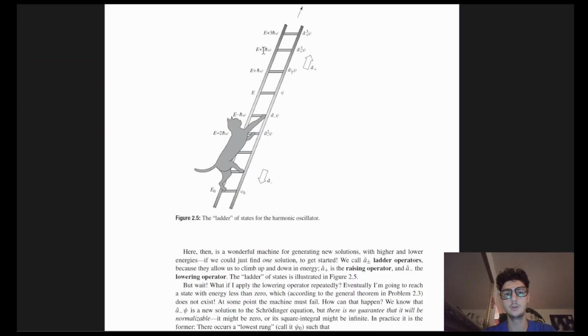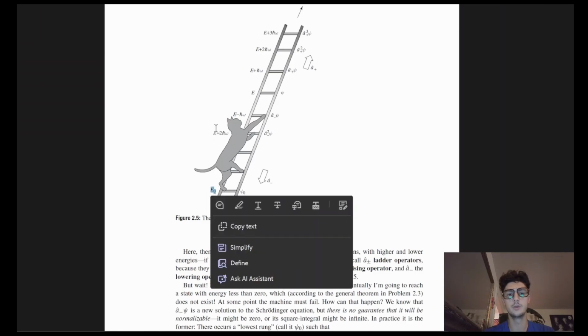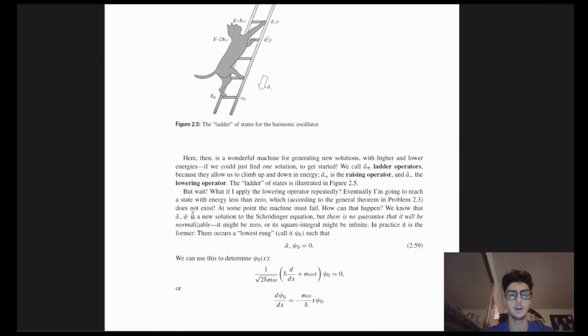You raise again, you get plus 2 h bar omega. You raise again, plus 3 h bar omega. From here, you lower, you apply the lowering operator, you get E minus h bar omega, and then boom, boom, boom, all the way forever. Here you can go forever. You can raise to however much you want. But eventually you're going to get to state E0 where you cannot lower anymore because of the ground state energy.